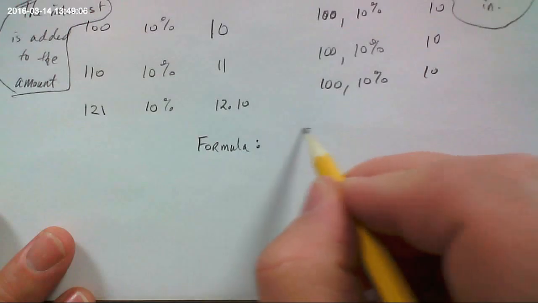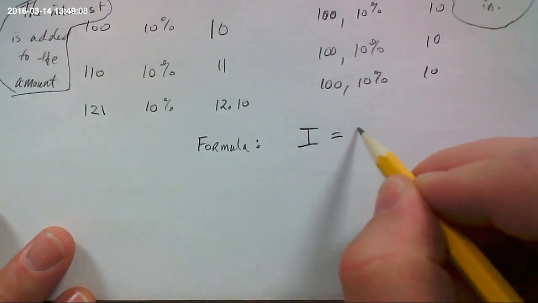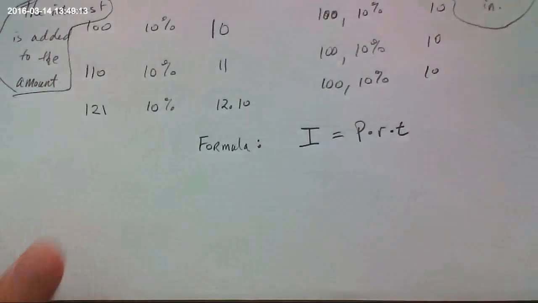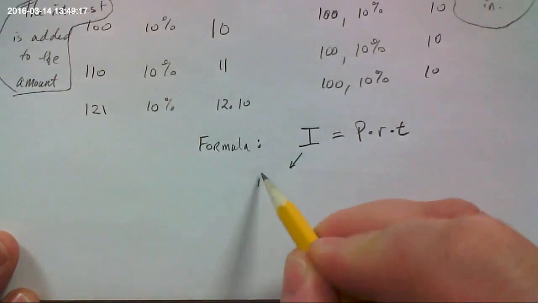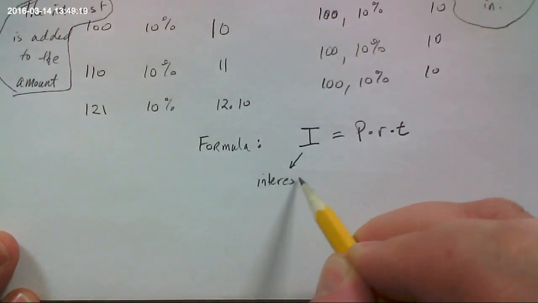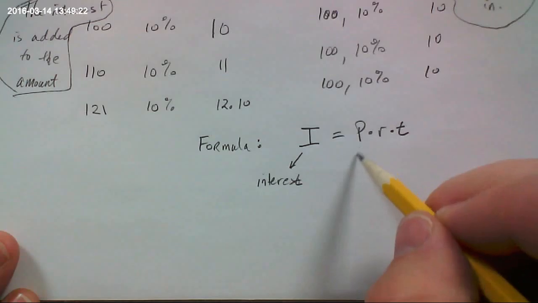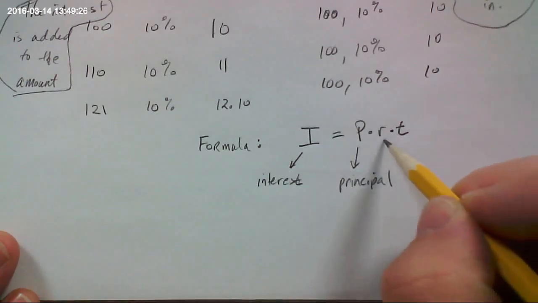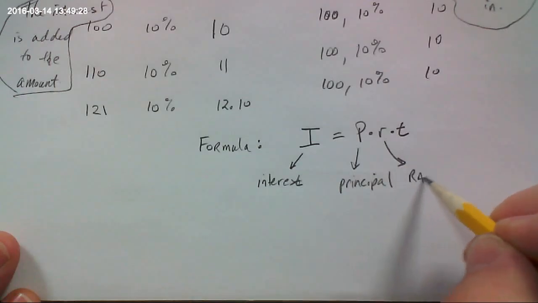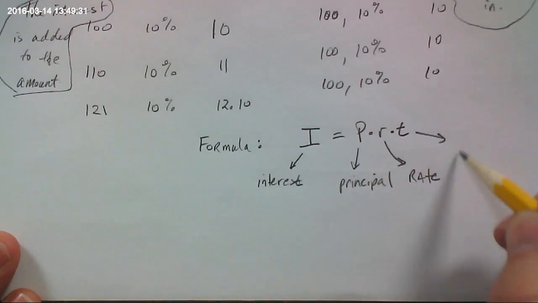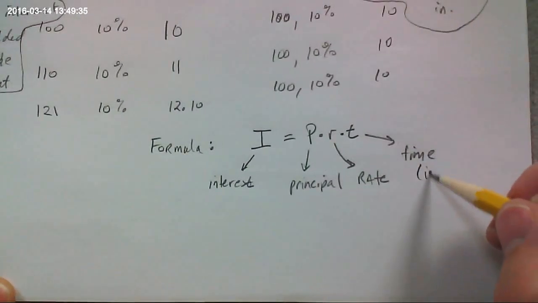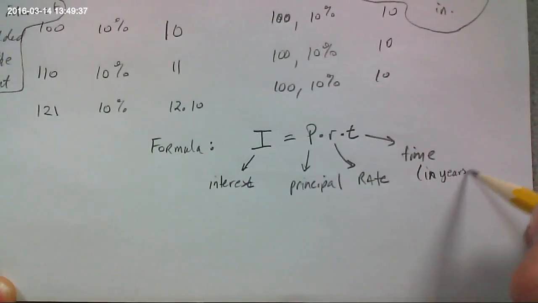Formula. The interest is equal to the principal times the rate times the time. So Monse, the interest is equal to the principal times the rate times the time, and that's in years, usually.